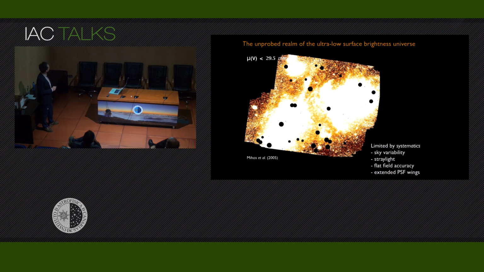And then you have to mask out all the stars, because they have extended PSF wings, and they will prevent you from actually measuring the surface brightness in these areas. So the only way is actually to design an instrument that will actually limit all the systematics.